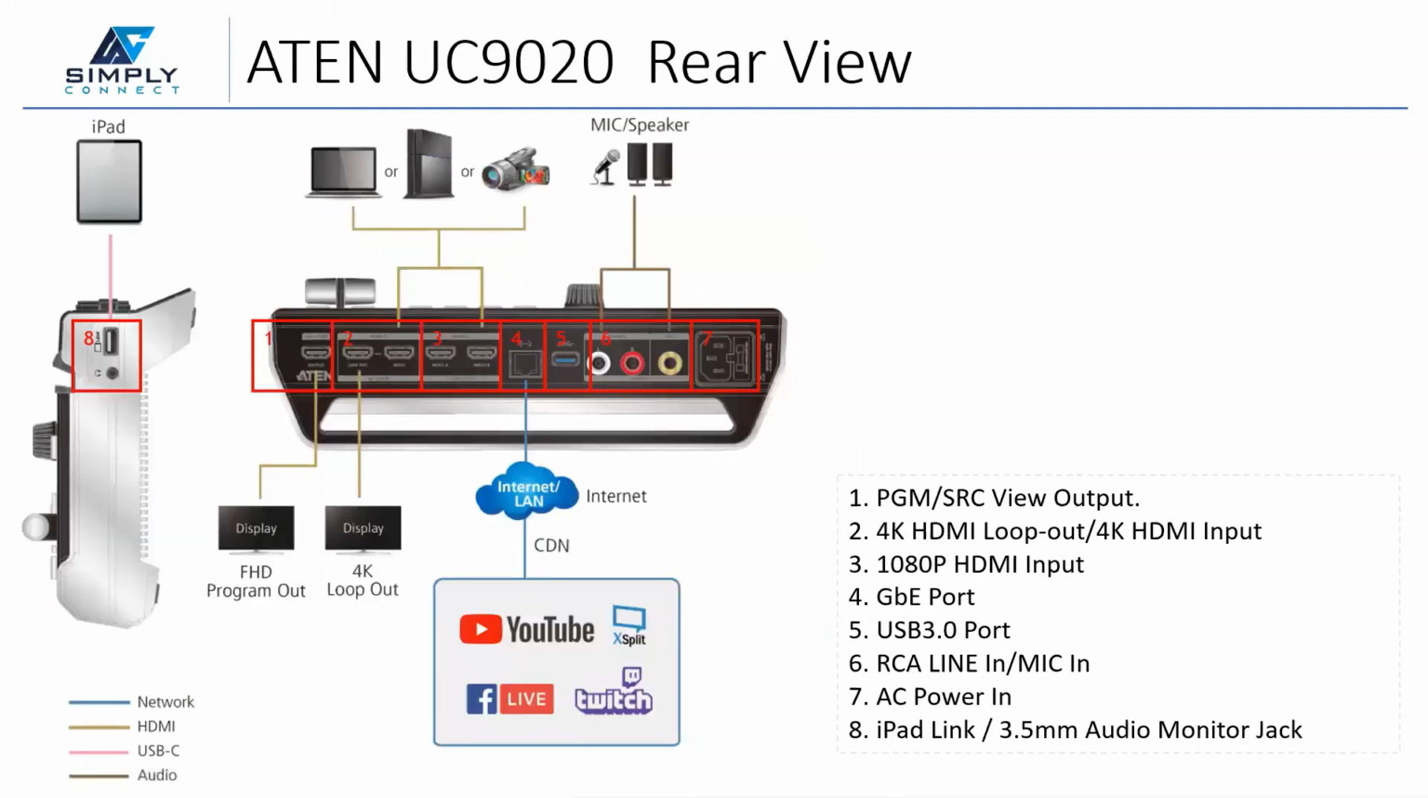This is the UC9020 connection guide. Over here there is one 4K in and one loop out. If let's say you have a PlayStation 4, you want to go in here and at the same time continue playing, so you can loop out to your monitor to see. You can also have multiple HDMI inputs in here to do overlay, or show side by side.